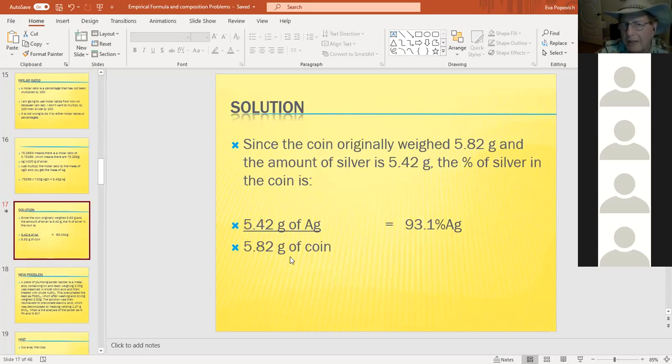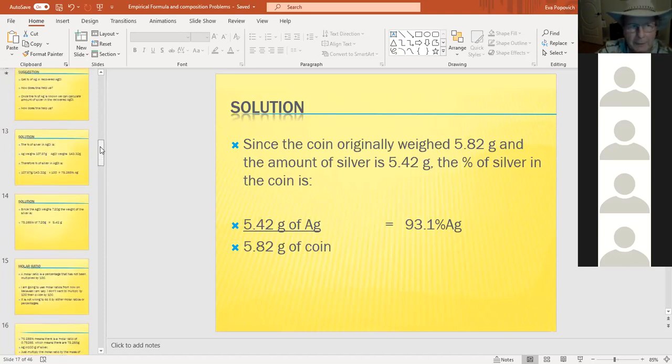So in order to get the right answer, you're going to take the amount of silver you got by determining what the silver chloride had in it. So that determines the weight of the pure silver. You just simply divide it by the weight of the coin, and the coin is 93.1% silver.